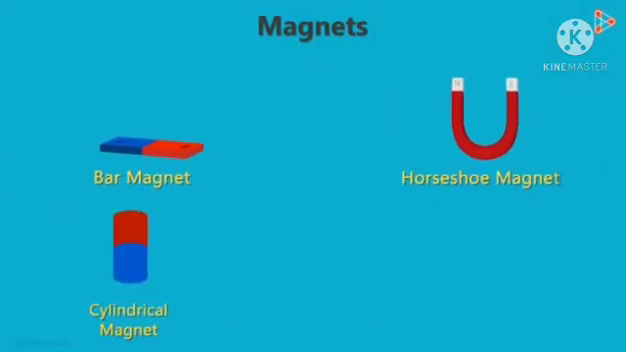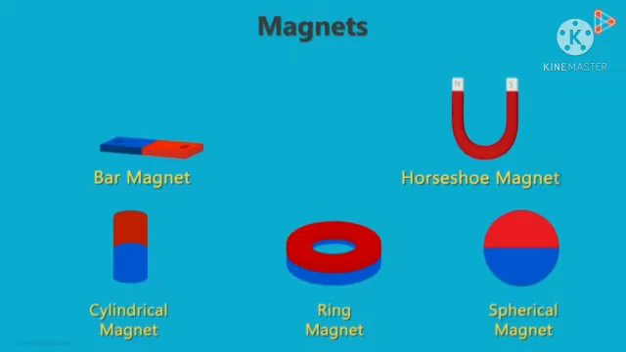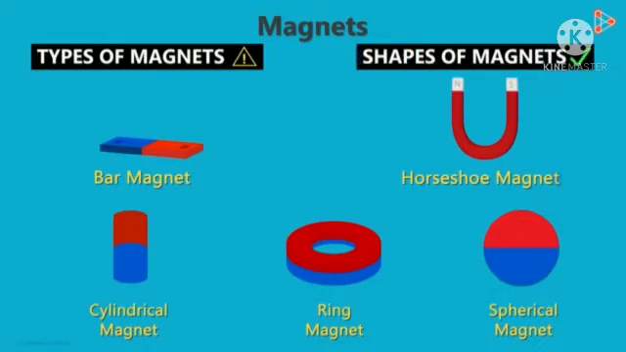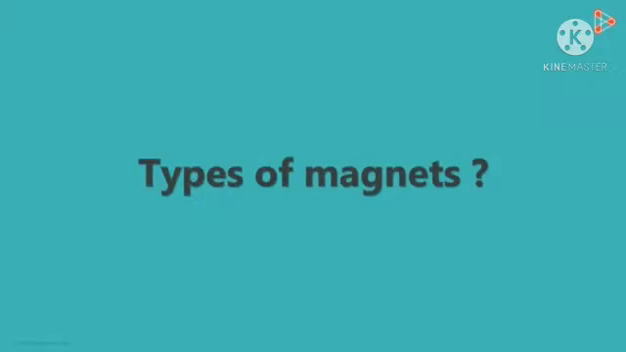Let me discuss the different shapes and types of magnets. Bar magnet, horseshoe magnet, cylindrical magnet, ring magnet, spherical magnet, and also dumbbell shaped magnet are there in different shapes.